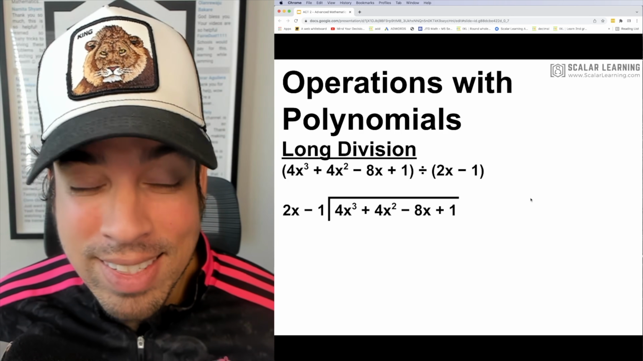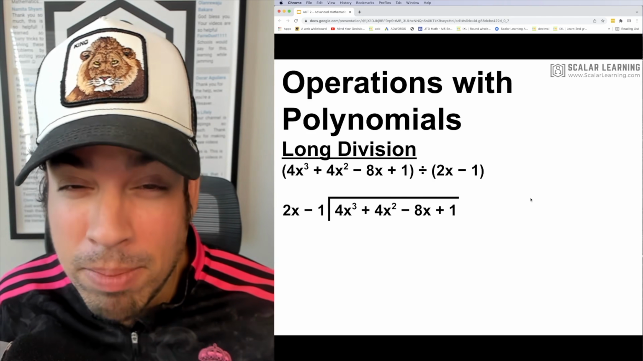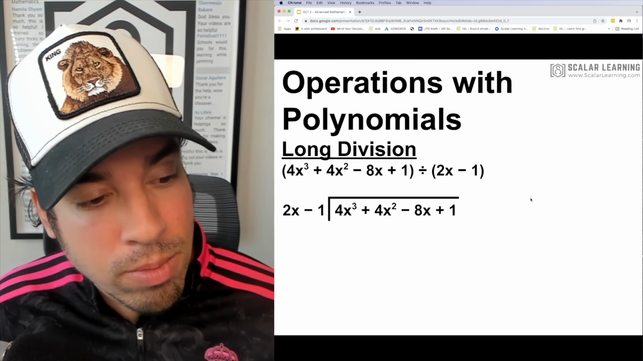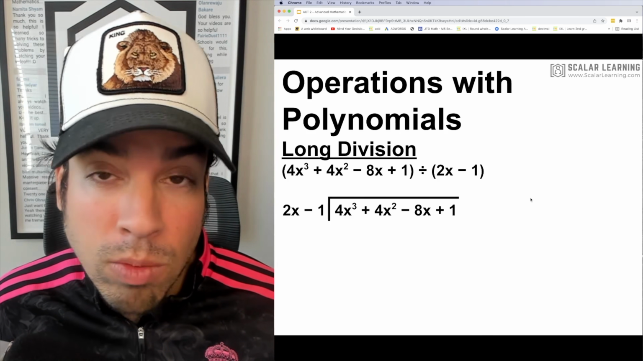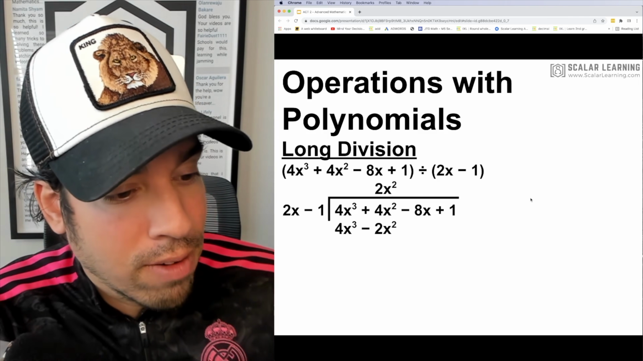All we're looking at is that leading term. For example, we're looking at the 2x and we're looking at the 4x cubed. I'm kind of ignoring everything else. So my question first is, what times 2x gives me 4x cubed? Well, that's going to be 2x squared, right? Because then I multiply it and I get 4x cubed.